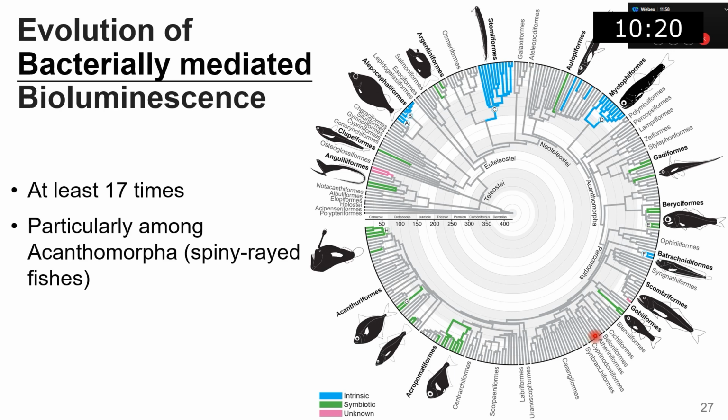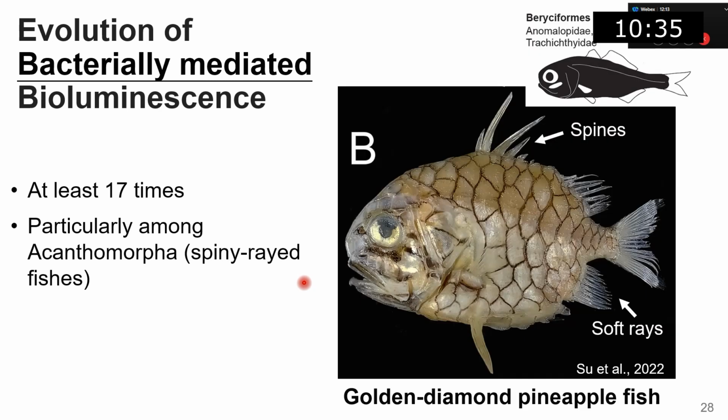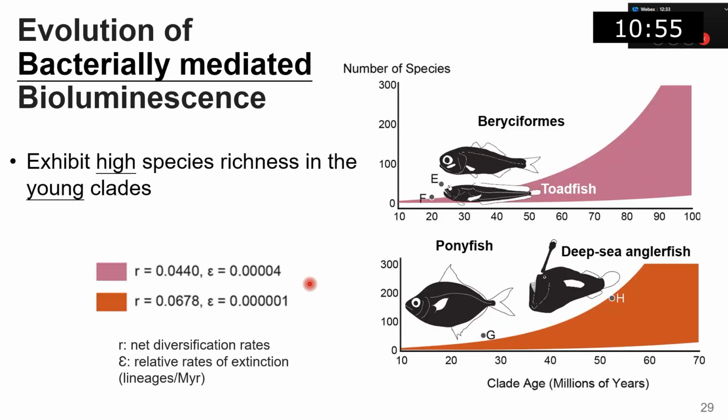And for bacterially mediated bioluminescence, it evolved 17 times, particularly among the spiny ray-finned fishes. An example of the spiny ray-finned fishes is the golden diamond pineapple fish. We can see its dorsal fin has a spine, which is a characteristic of the spiny ray-finned fishes. And bacterially mediated bioluminescence is still highly enriched in the young clades.